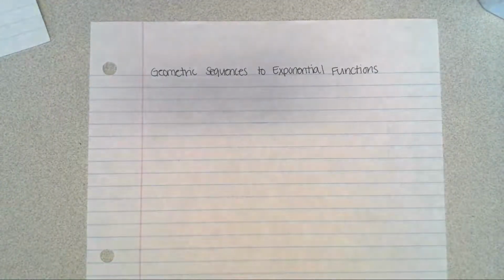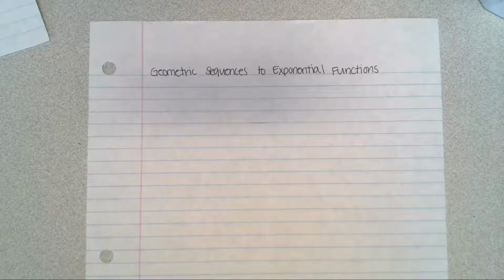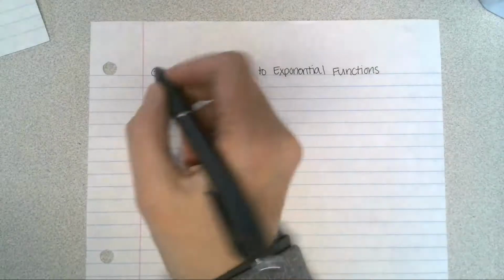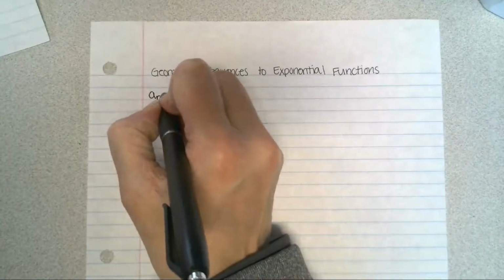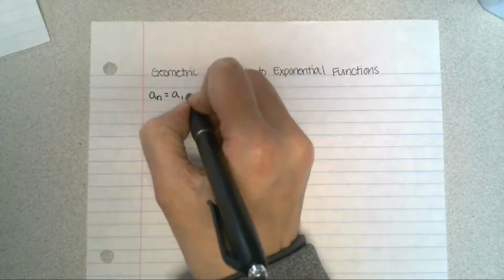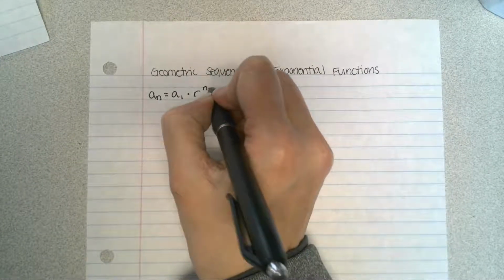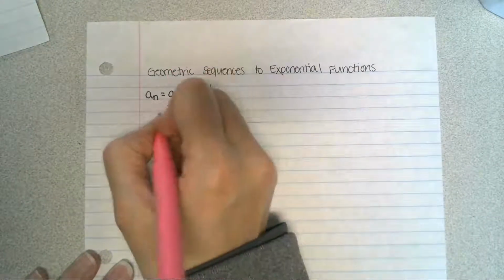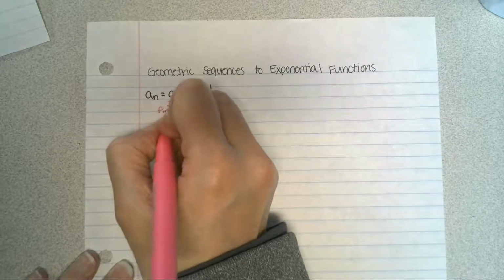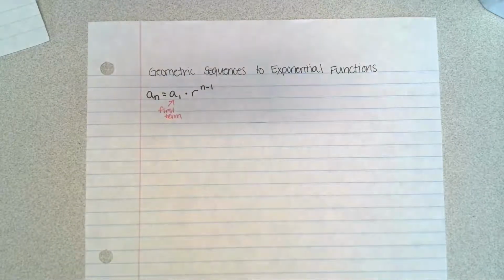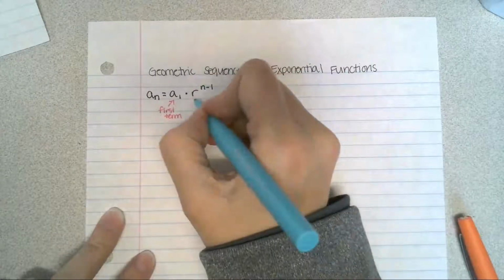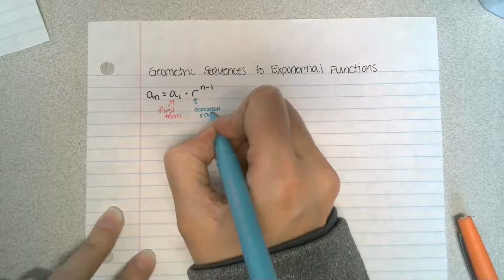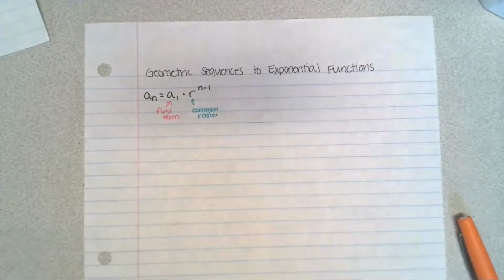This video is going to teach you how to convert geometric sequences to exponential functions. So earlier in the year, we learned that a geometric sequence takes the form of a sub n equals a sub 1 times r raised to the n minus 1. We know that a sub 1 represents the first term, and that r represents the common ratio. The common ratio, again, is the number that you are multiplying by to create your sequence.